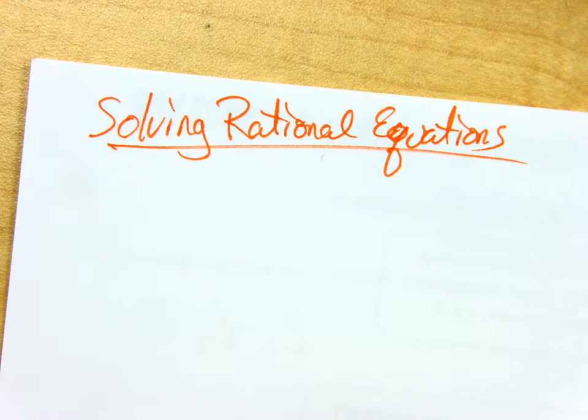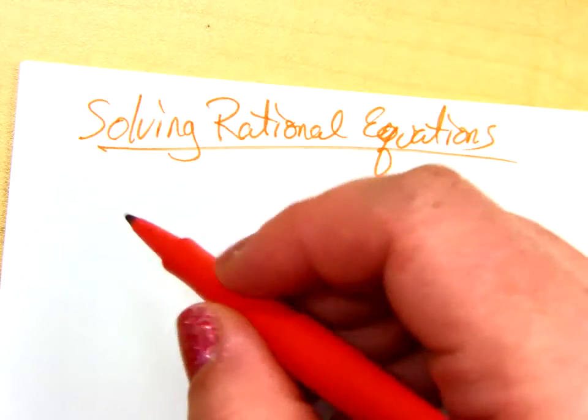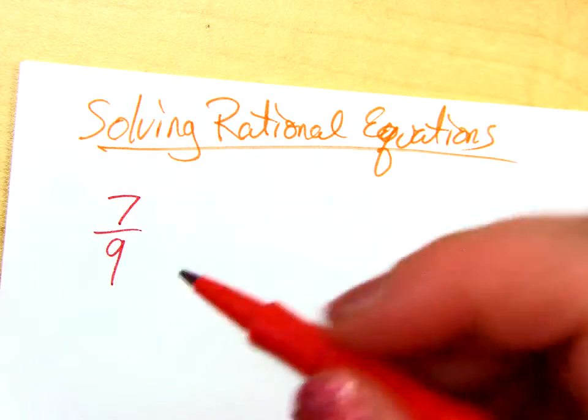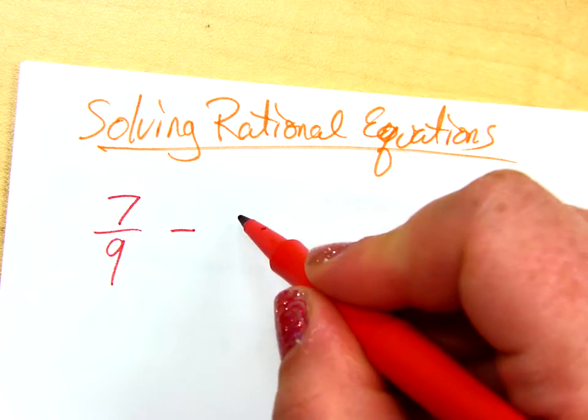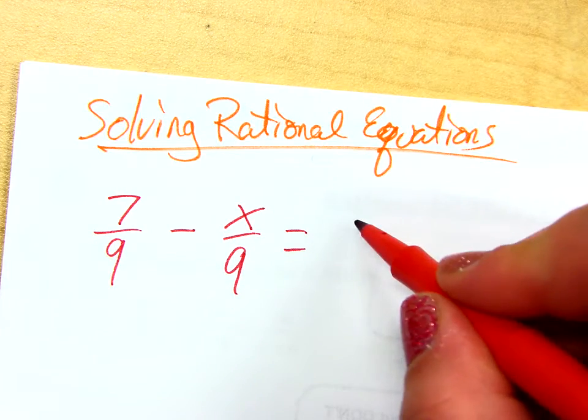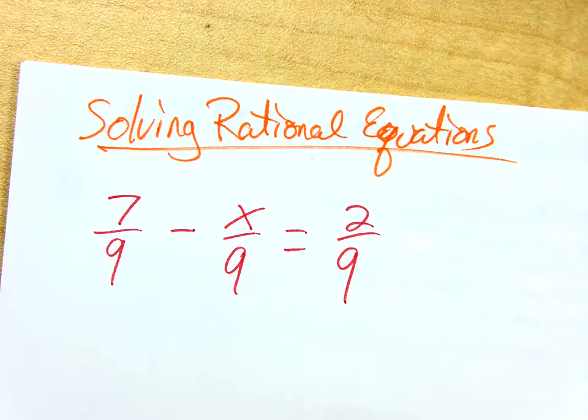We're going to start off super easy. What if I asked you this question? If I said something like 7/9 minus how many ninths gets me, I don't know, 2/9. What number would go in for x? A 5. You got that very easily, didn't you?